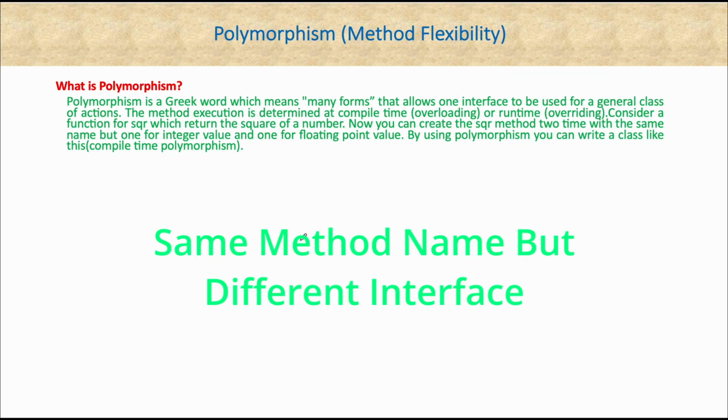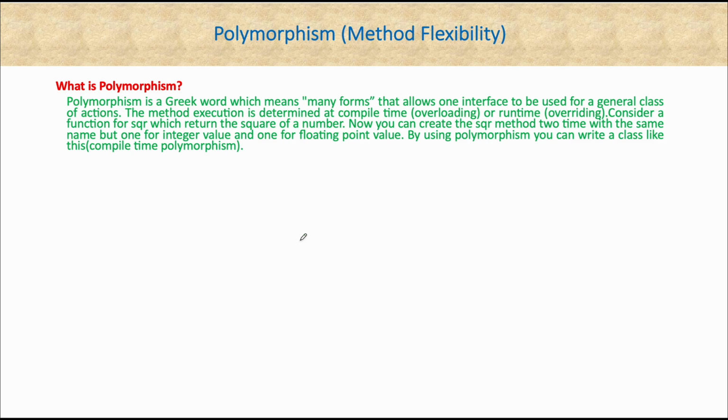Polymorphism. Polymorphism is a Greek word which means many forms, that allows one interface to be used for a general class of actions. The method of execution is determined at compile time or runtime. Consider a function for a square which returns the square of a number. Now, you can create the square method two times with the same name, but one for integer value, one for floating point value. By using polymorphism, you can write a class like this, compile time polymorphism.